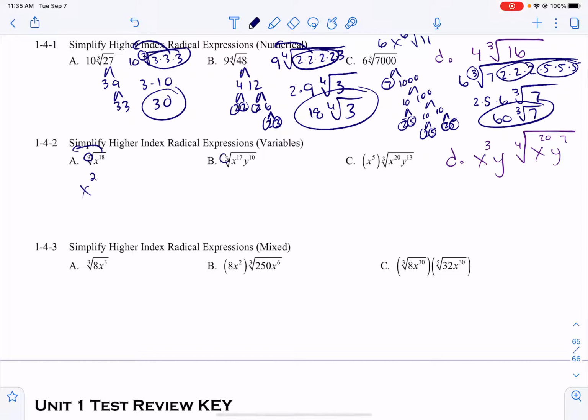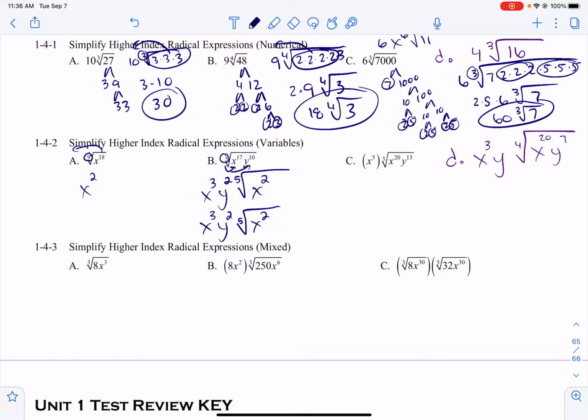If I'm looking for groups of 5, x's, I'm going to end up with 3 of those, and I'm going to have 2 left over. And y's, I'm going to end up with 5 groups, or nope, I'm looking for groups of 5. So I'm going to end up with 2 groups of 5 and none left over. And don't forget that little 5 goes right there. So that's x cubed, y squared, and then it's the 5th root of x squared. Make sure that 2 and that 5 don't look like the number 25.